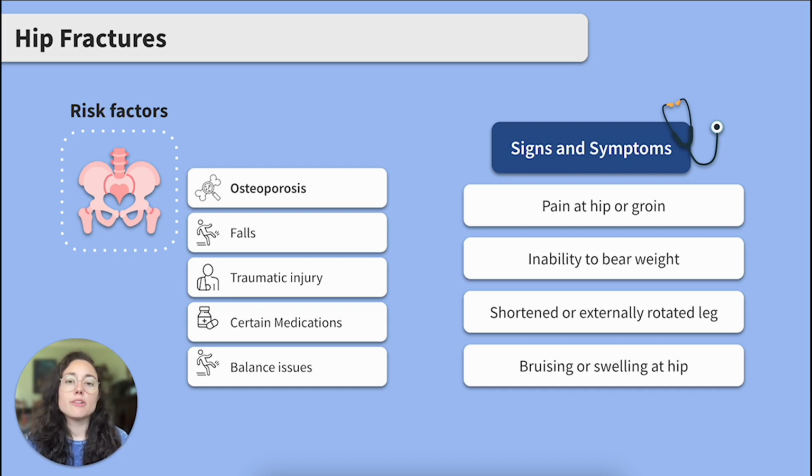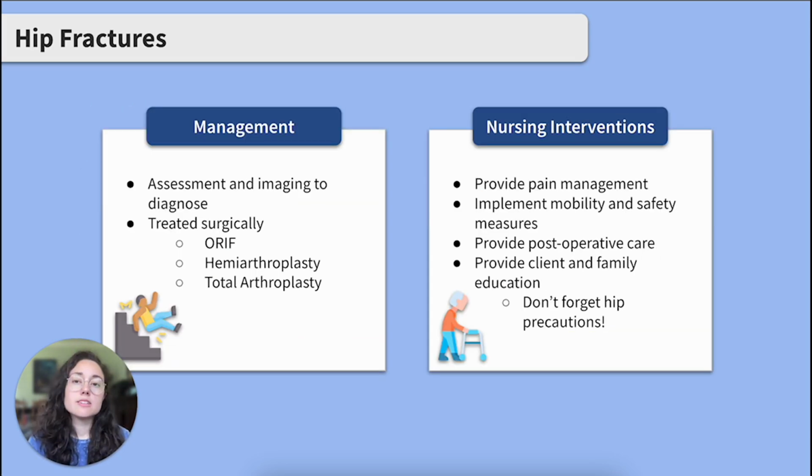Let's talk about how to recognize signs and symptoms of hip fracture. Clients with a hip fracture may present with sudden onset of pain in the hip or groin, inability or decreased ability to bear weight in the affected leg. The affected leg may be shortened and externally rotated, and there may be vague symptoms like dull aches, bruising, or swelling around the hip area. Diagnosing hip fracture includes physical examination by a provider and imaging studies with X-ray or MRI.